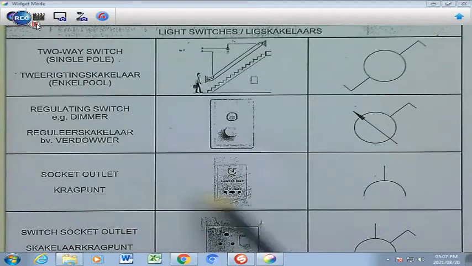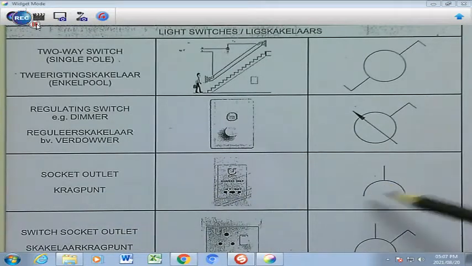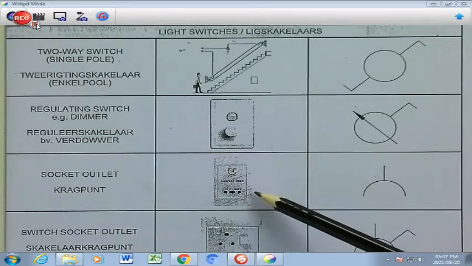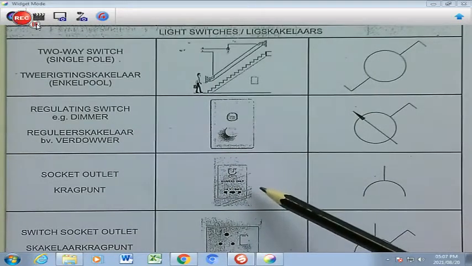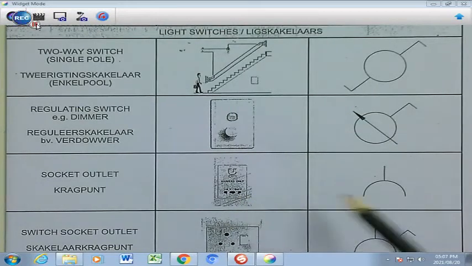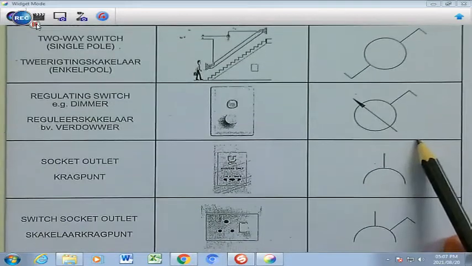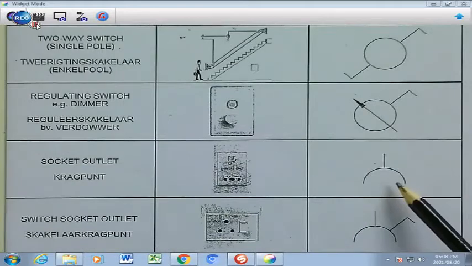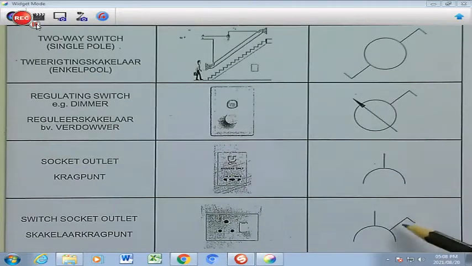A wall socket, which has no switch, is indicated with a semicircle and just a line, mostly used in bathrooms where you shouldn't have a switch, but for shavers where it's a 2-point wall socket. And then we have our switch socket outlet, and it is similar to this one over here, but it has that tentacle there which refers to the switch.